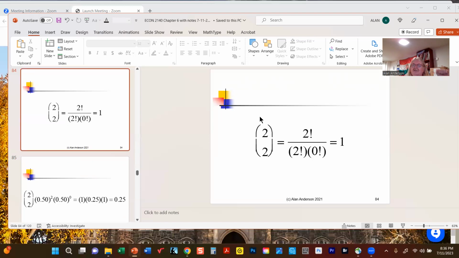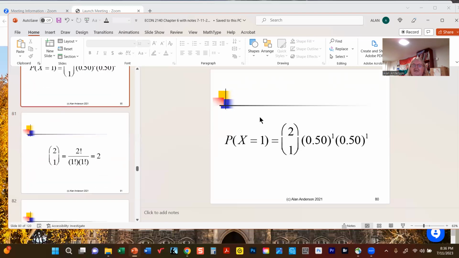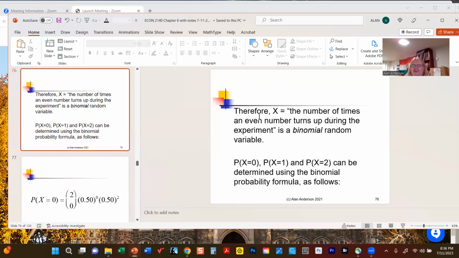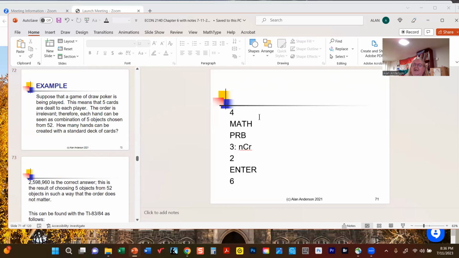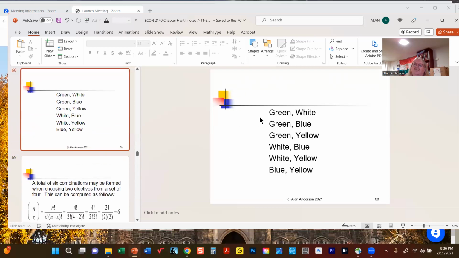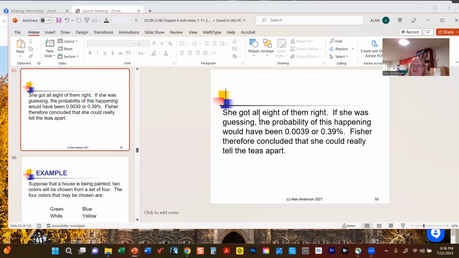So I think we'll stop right here. And when we pick it up again, we'll look at this case study with Ronald Fisher. We'll do some more examples of combinations and permutations, and then we'll do some binomial probabilities.